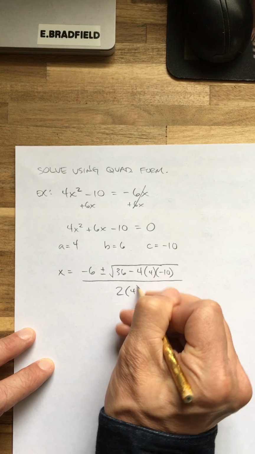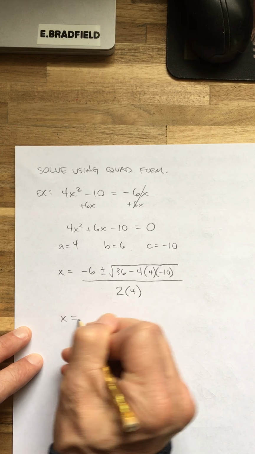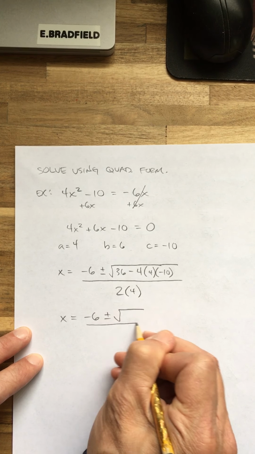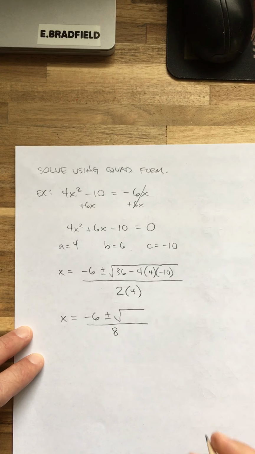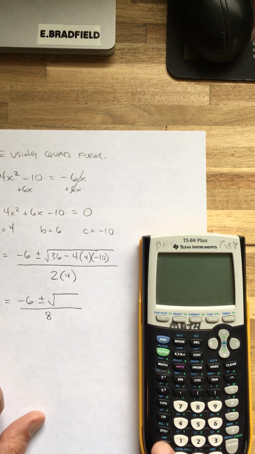2a, which is 4. All right, so here we go. X equals negative 6 plus or minus the square root of something, leave it blank, all over 2 times 4 is 8. All right, now let's figure out what goes in that blank. So take your calculator. Here we go. Turn it on. Push clear. You don't want the distractions.